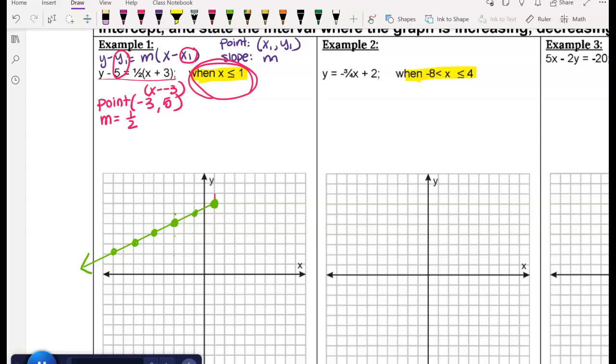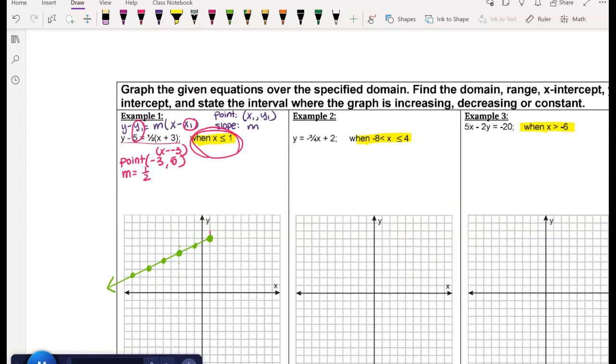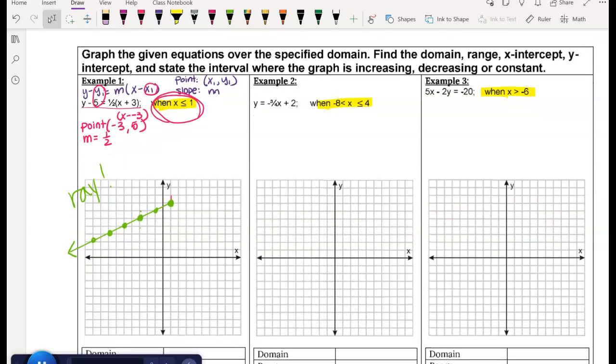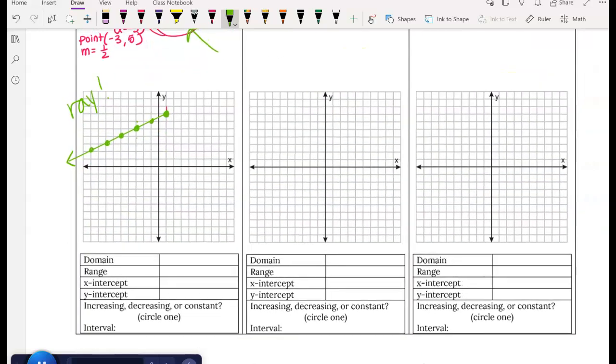And that's a what? A segment or ray? This is a ray. Okay. So let's go and look for the domain. Your domain is all values of x. And x, as you can see, it's already given to us, which is x is less than or equal to 1. Let's fill that in. X is less than or equal to 1.